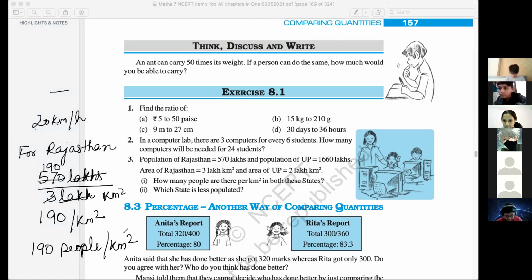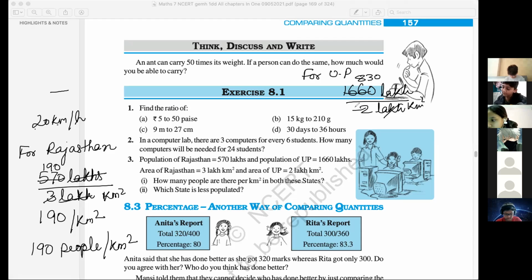Ma'am, for UP, calculate for UP. For UP it is 1660 lakh upon 2 lakh kilometer square. So how much are we getting? 2 8s are 16, 2 3s are 6, 2 1s are 1, and we will cut it. 830. So for UP, it is 830 people per kilometer square.